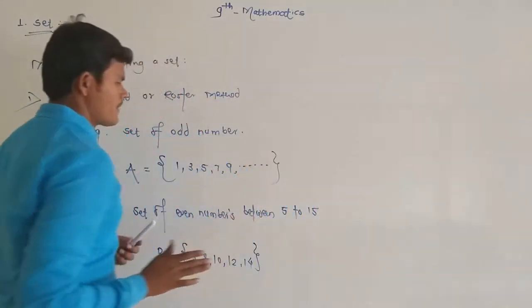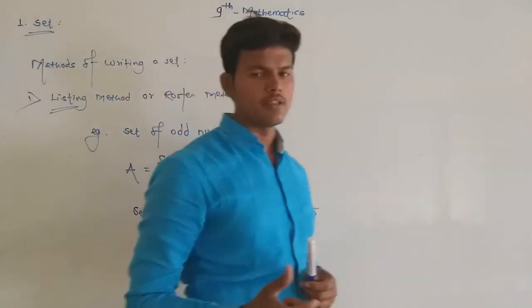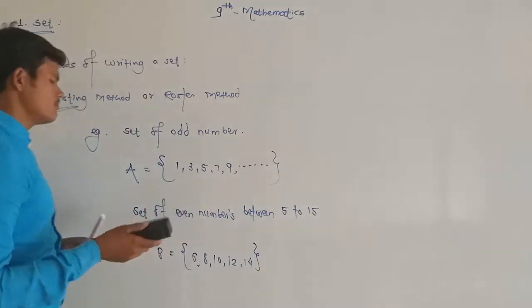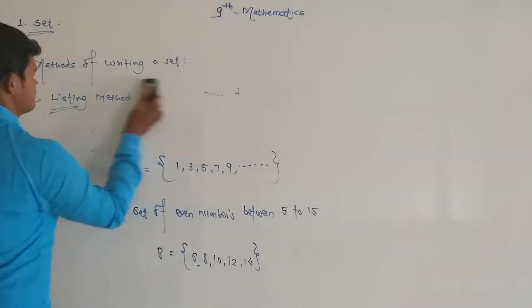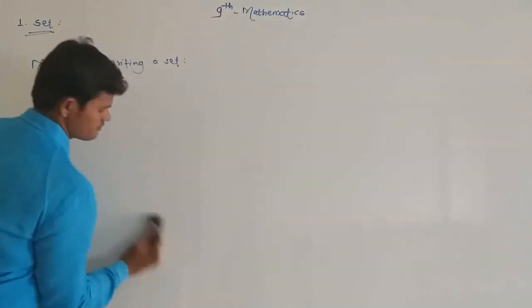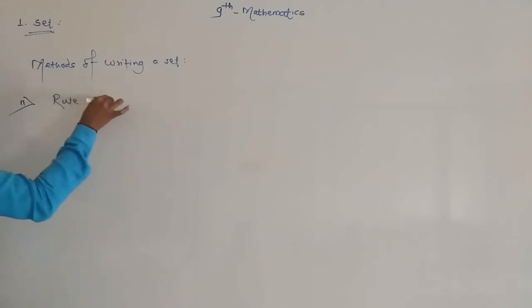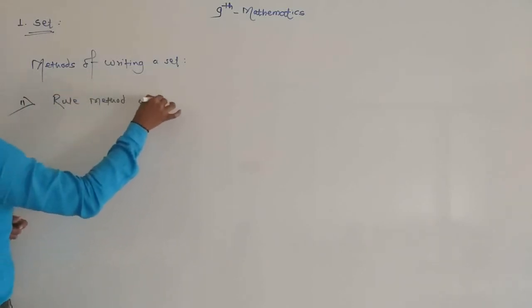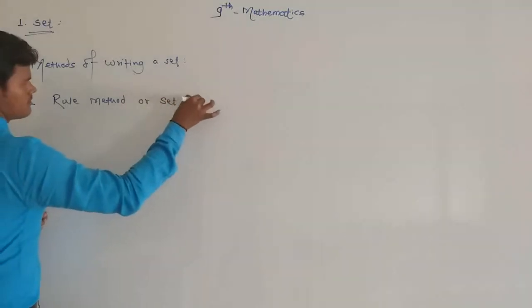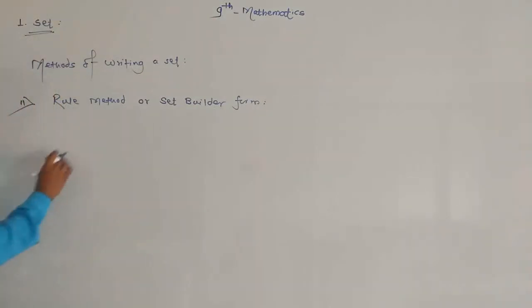Okay, now we are going to see the second method of writing a set, that is the rule method, which is also called the set builder form.